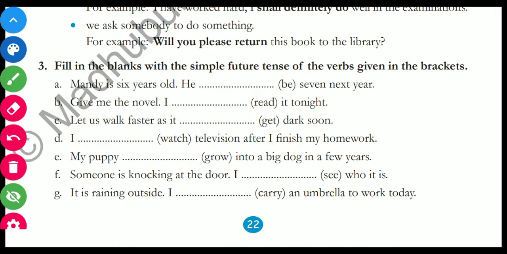Okay, and try to place will into it. Will and shall, you can have both into this. So this is how you have to solve this exercise. I have told you how to solve the first two. Come to the next one. The answer of B would be: give me the novel. I shall read it tonight.